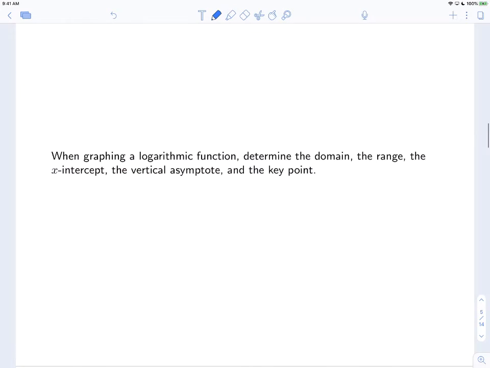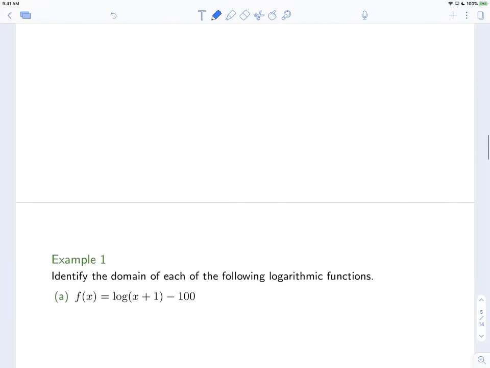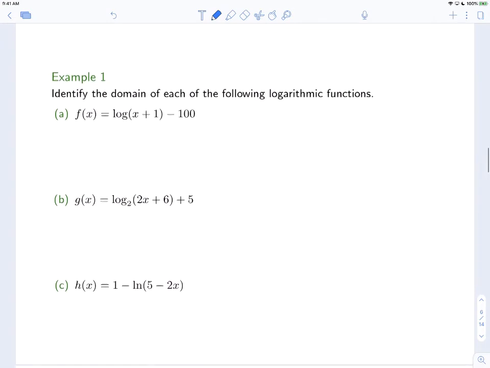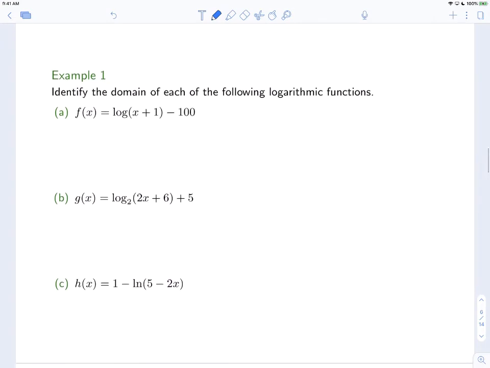So the rest of these slides are going to be devoted to drawing graphs, but what do we look for when we're drawing graphs? When we're graphing a logarithmic function, we want to determine the domain, the range, the x-intercept, the vertical asymptote, and the key point. Once we have all of these things, that will help us graph the logarithmic function. So perhaps as a little bit of practice identifying the domain, let's do it on these examples here.